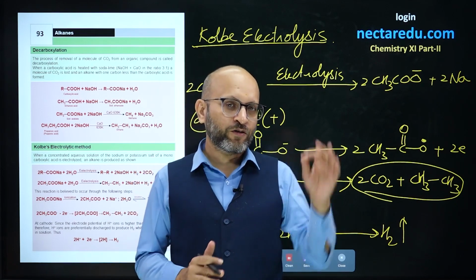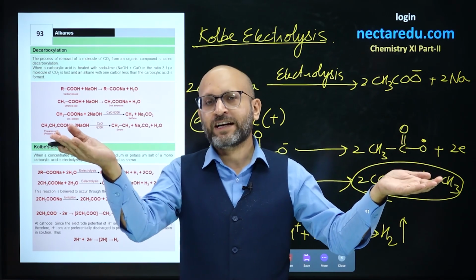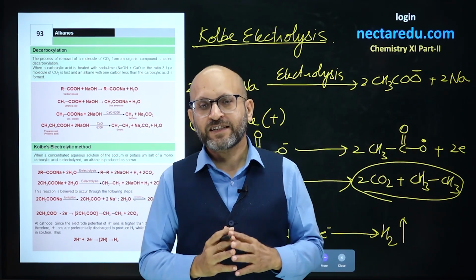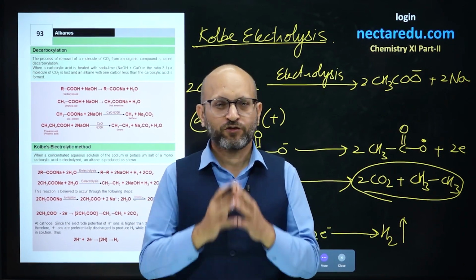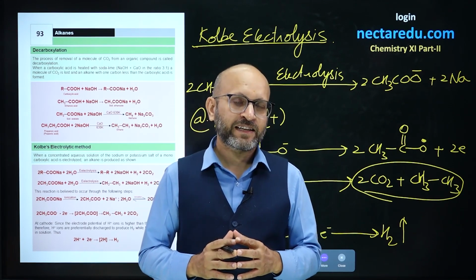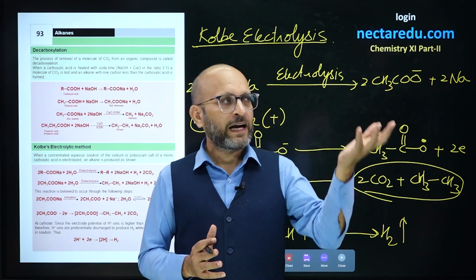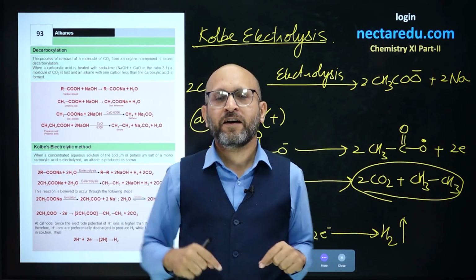So what happened at the anode? At the anode you get alkane plus carbon dioxide. At the cathode you get hydrogen gas, and the medium finally is basic in nature because the final solution contains NaOH. So the final solution during Kolbe electrolysis is basic in nature, so pH is greater than 7. Anode: alkane plus CO2. Cathode: hydrogen gas. And the final solution is basic.